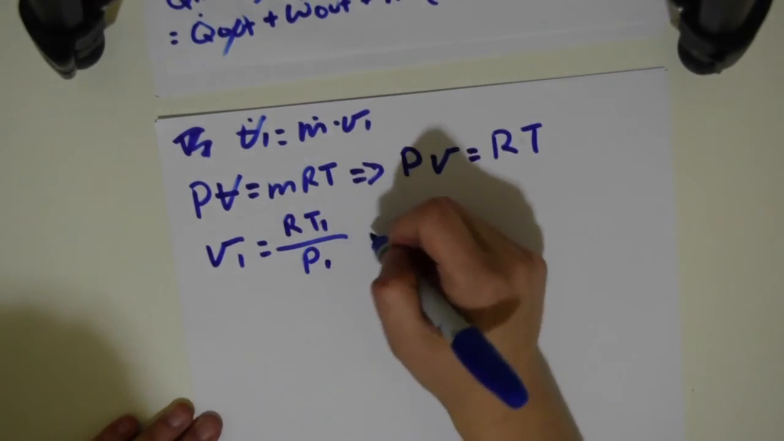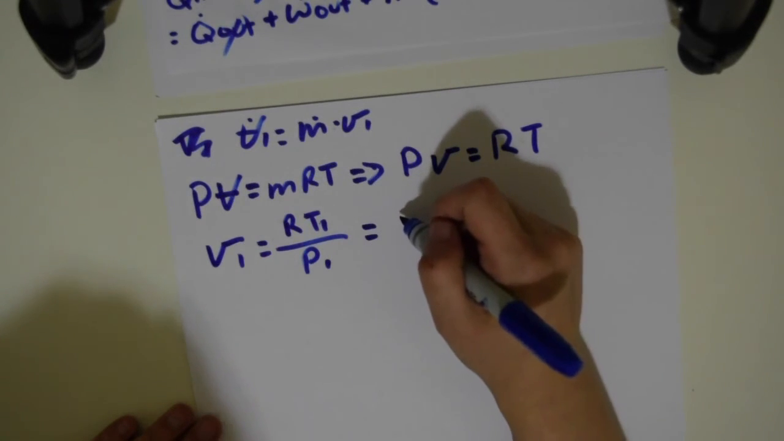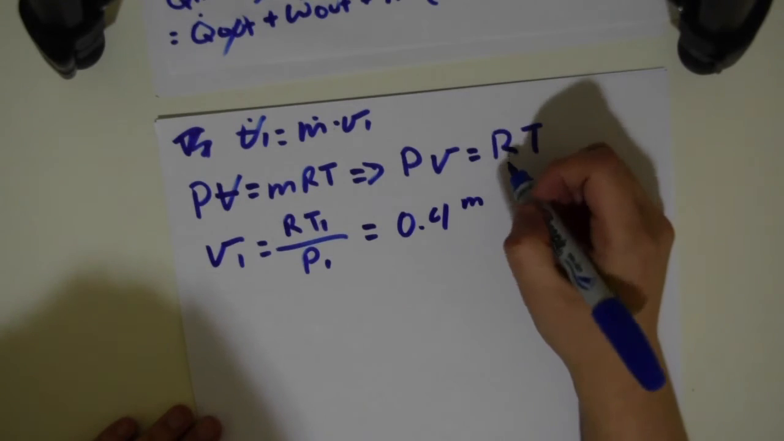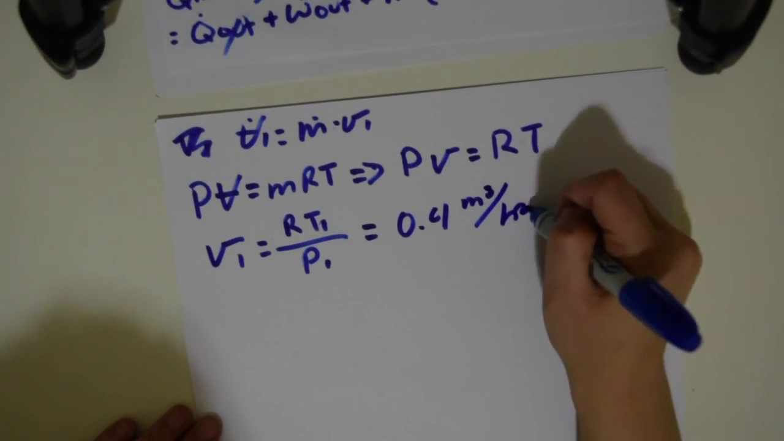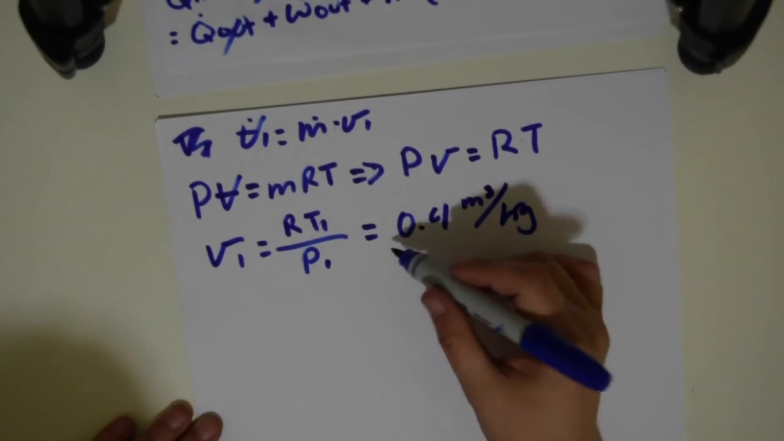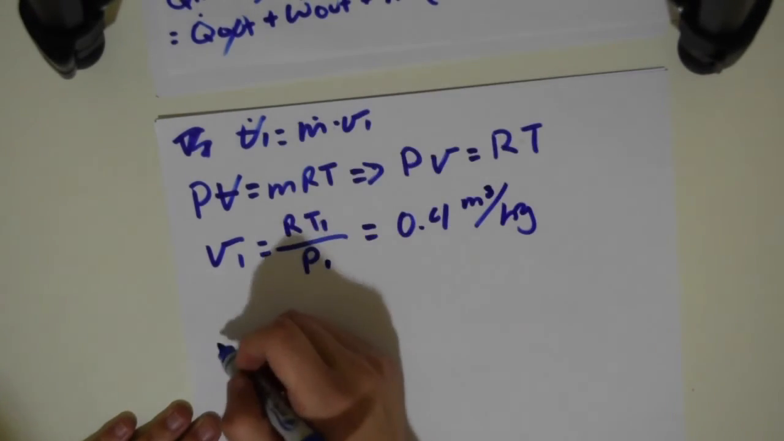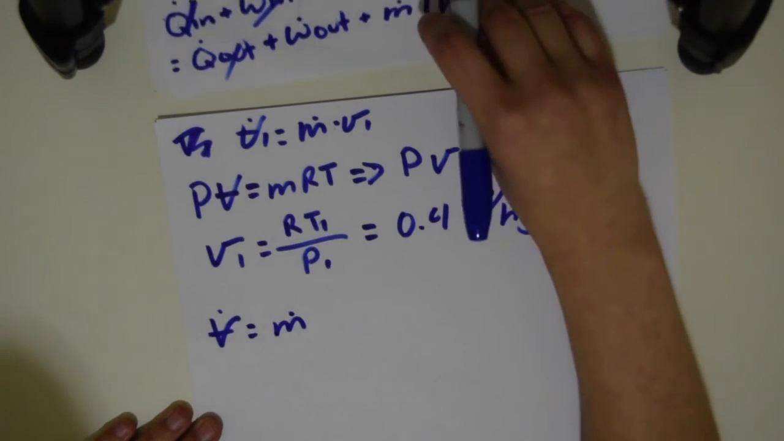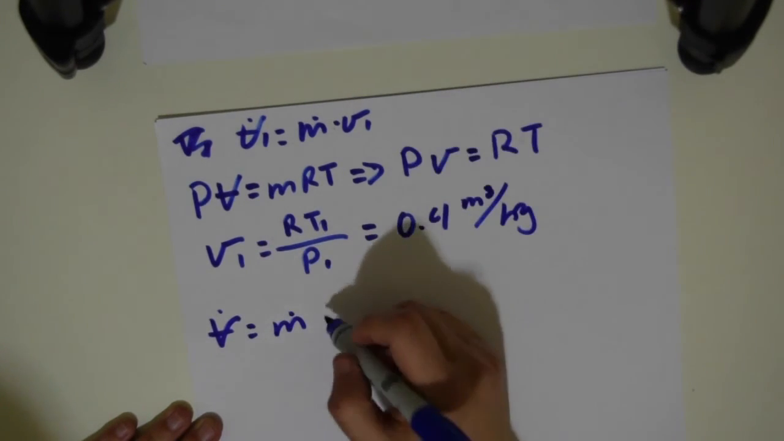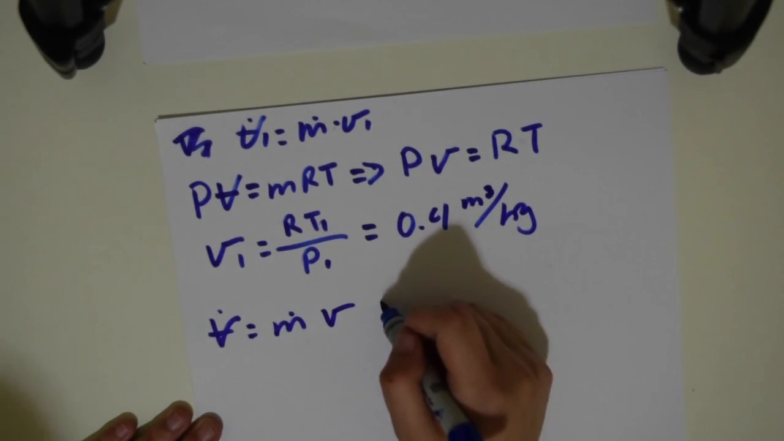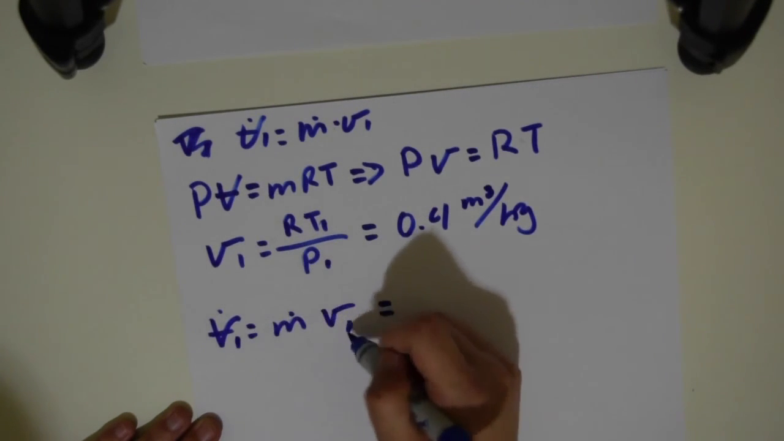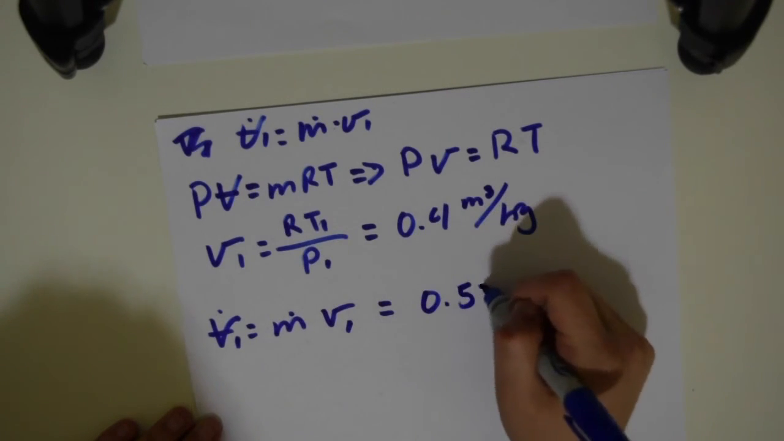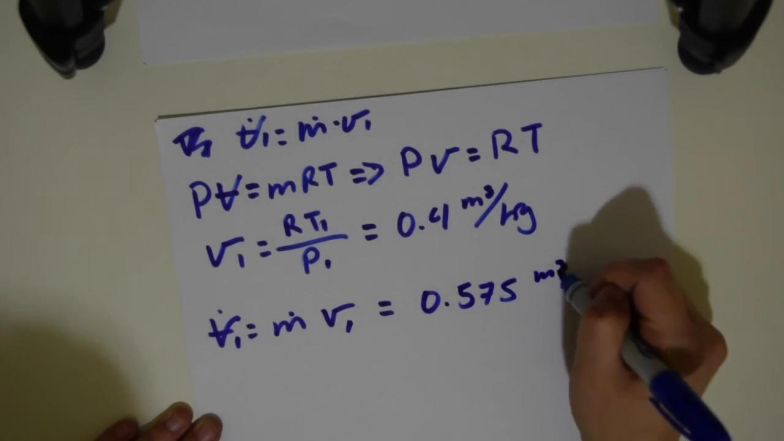Putting in the values, you should get something around 0.4 meters cubed per kilogram. The final step would be to input the mass flow rate we found and the specific volume we found. This will yield an answer of 0.575 meters cubed per second.